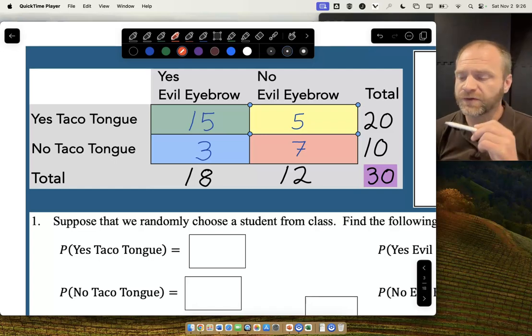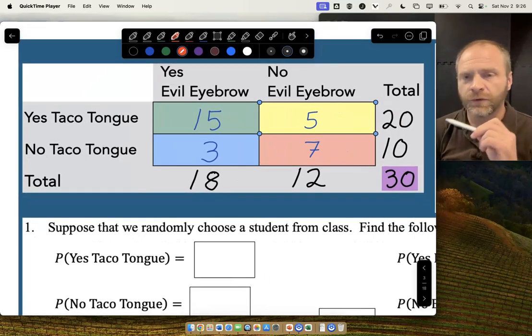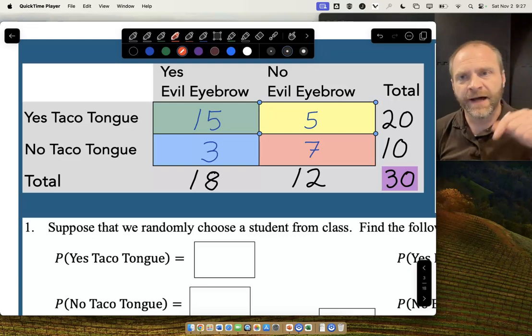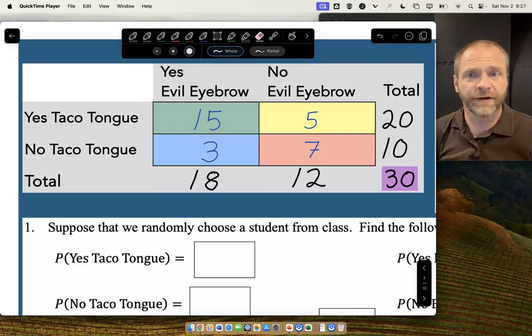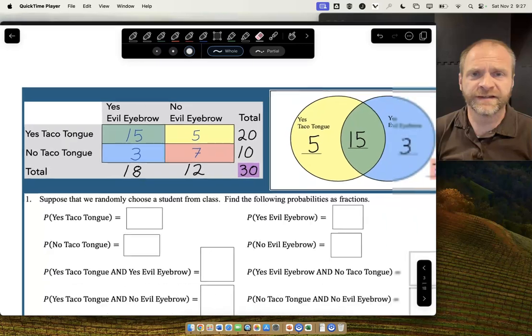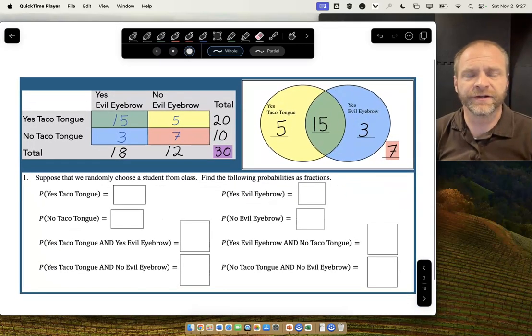And remember the rows right here, that 20 that we're looking at, that 20 is the total number of people who can taco tongue. And the 18 in the bottom column there is going to be the total number of people who can evil eyebrow. So let's dive into using the two-way table, or if you want to focus on the Venn diagram, to answer some of these probability questions.